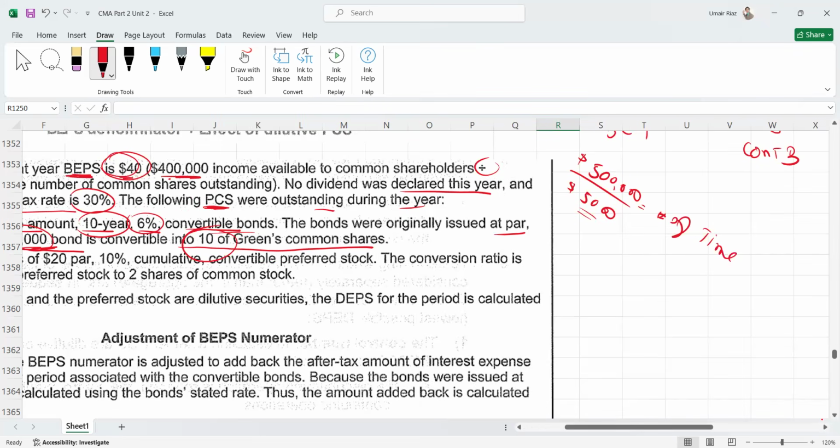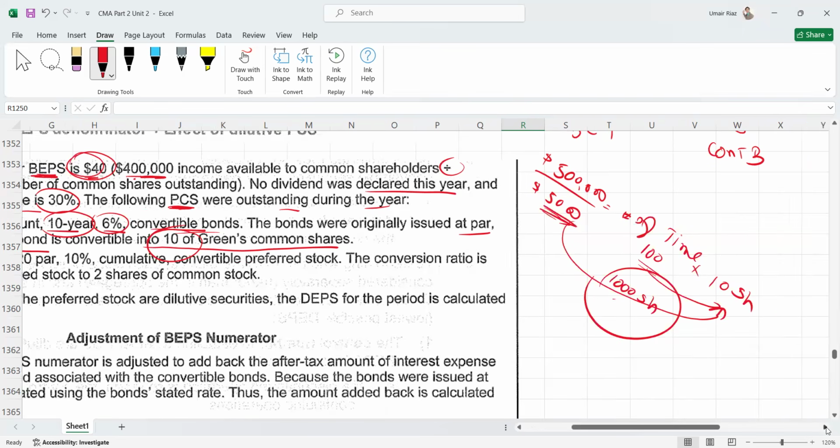So the number of times is how much? 500,000 divided by 5,000. 100 times. 100 times I will give 10 shares, because he told you against each 5,000 you will get 10 shares. So 100 times you have to give 10 shares. It means total shares you will give how much? 100 times 10. So 1,000 shares will be issued against bonds.